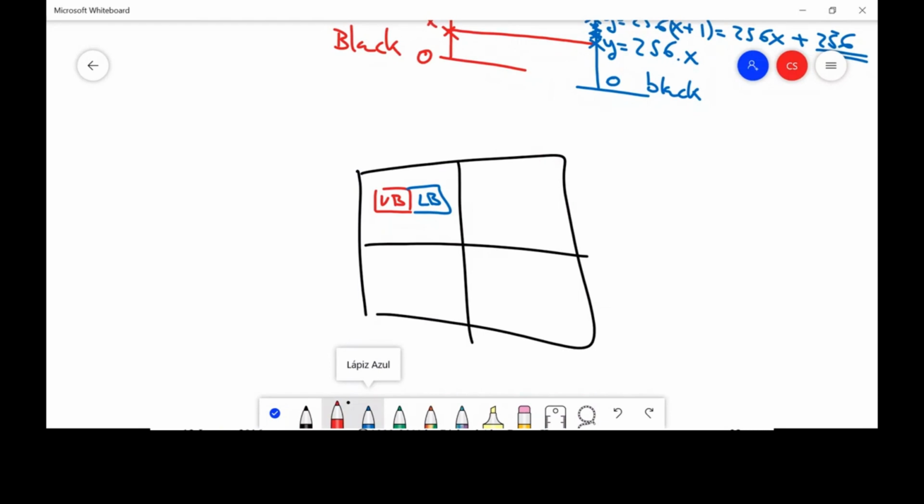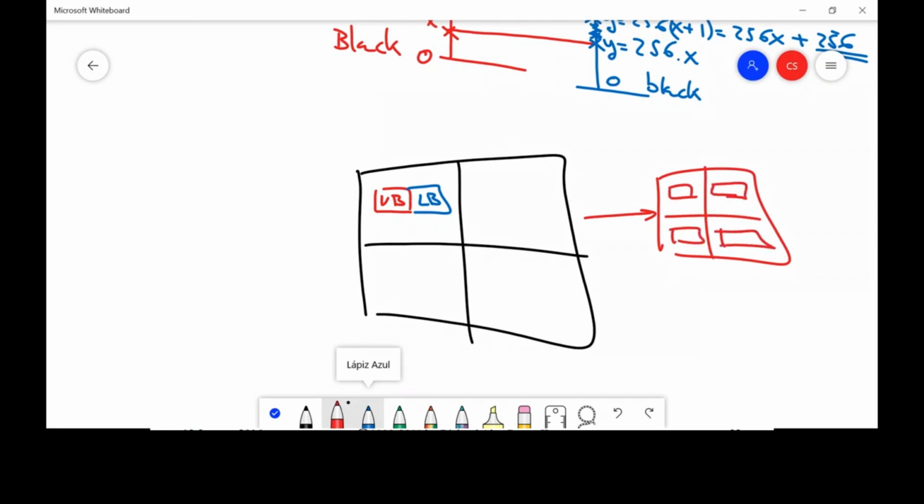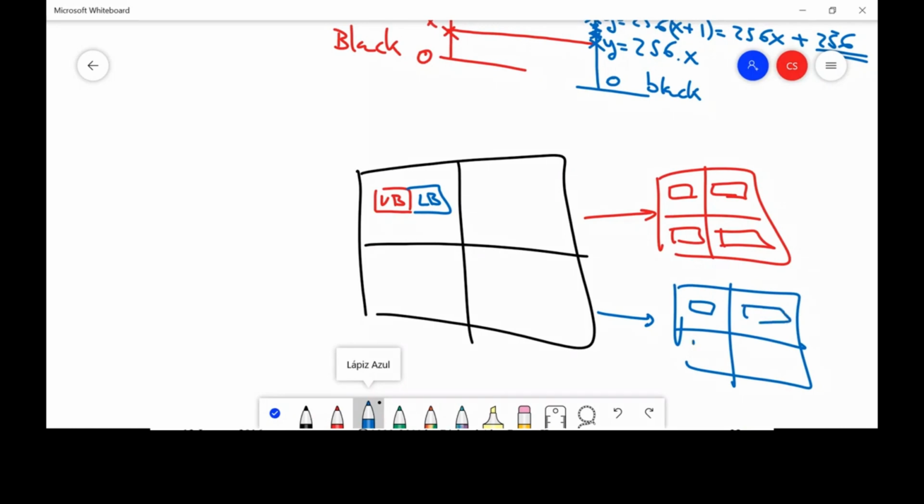Okay, so now I separate it into two images. One with the upper bytes, and another one with the lower bytes. Which one would you say would be more significant? The upper one. So the important information should be here, not here. Okay, so let's say that is true.